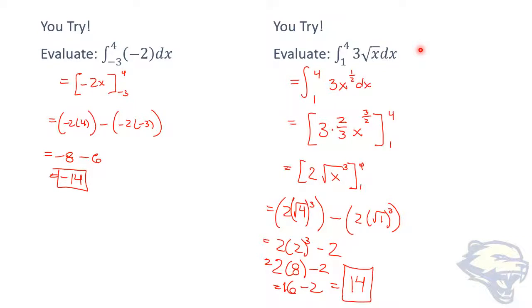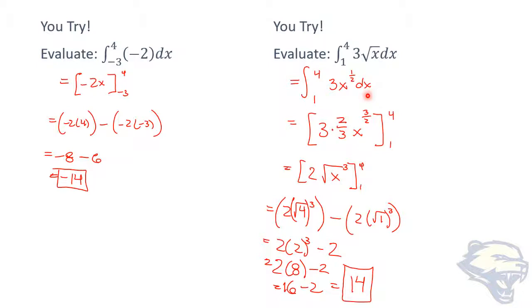The other one here, this is one of those things, just like with all the other power rule stuff we've done in the past, you want to rewrite it first before you try to do the power rule here. So if I have a root x, I'm going to first rewrite that. So this becomes a 3 x to the 1/2, evaluating from 1 to 4 dx.